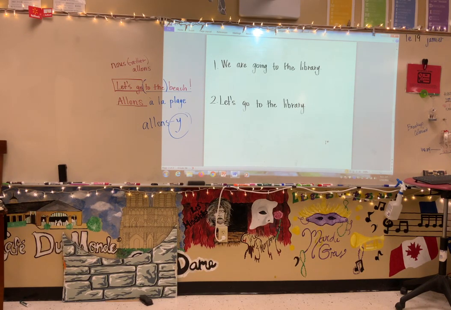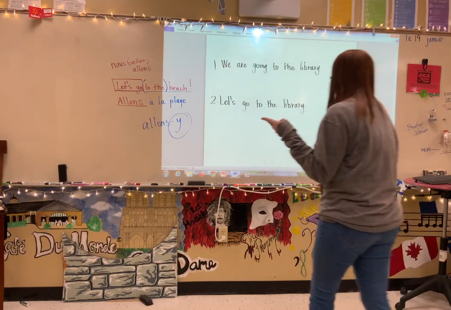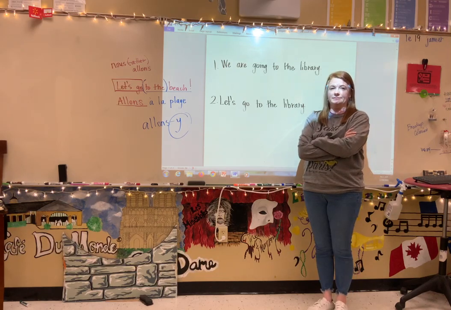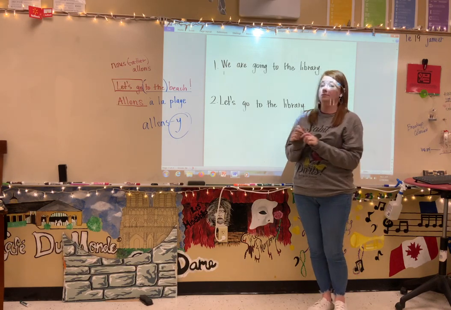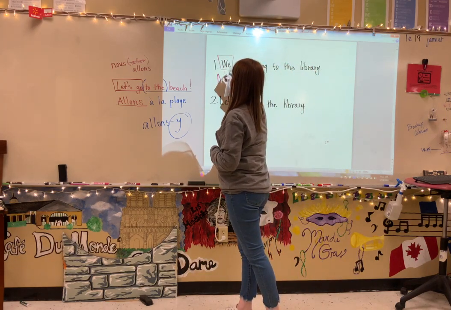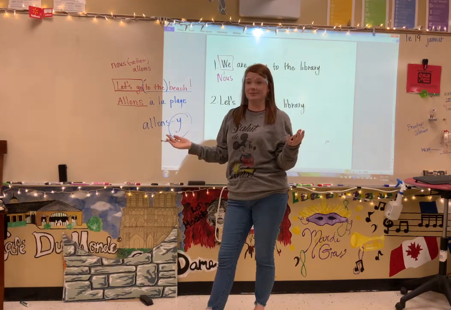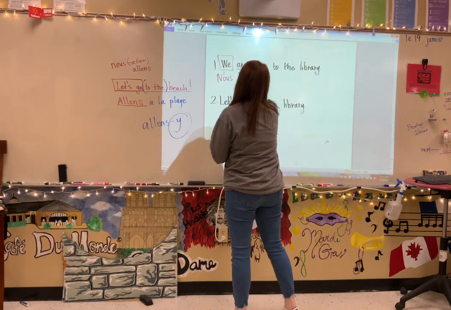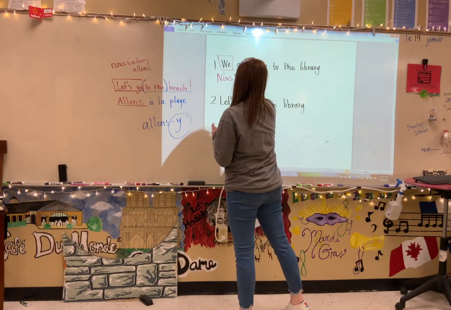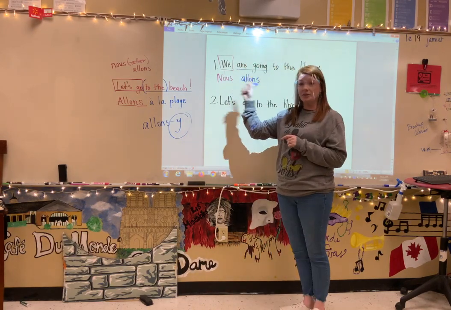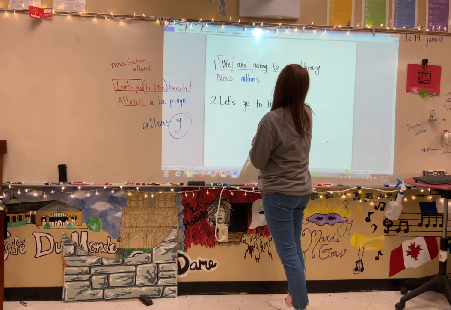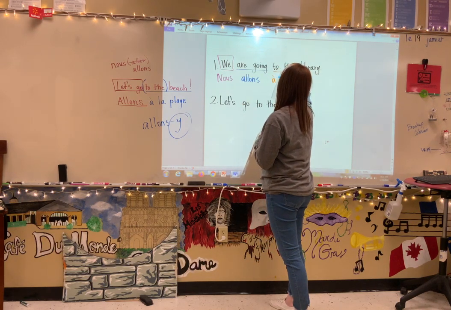Everybody got something? Alright, I saw lots of different stuff. Some of you were right and some of you were not right. Let's see. What's the first word on number 1? Nous. Why? We didn't. How do you say we? Nous. Okay. So from there, how do you say are going? Allons. Okay, so you're conjugating aller with nous because it says we are going to the library. So how do you say to the library? À la bibliothèque. Very good.